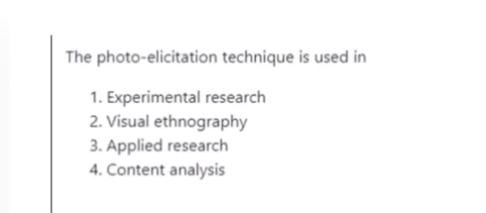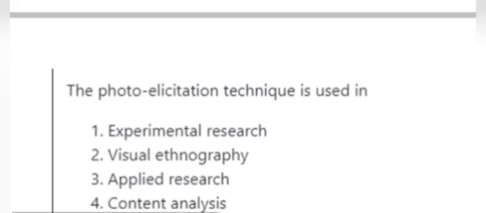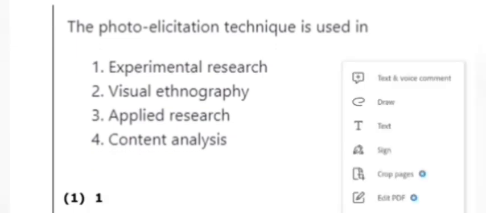Next question says, the photo elicitation technique is used in what? Experimental research, visual ethnography, applied research, content analysis. It will be visual ethnography.